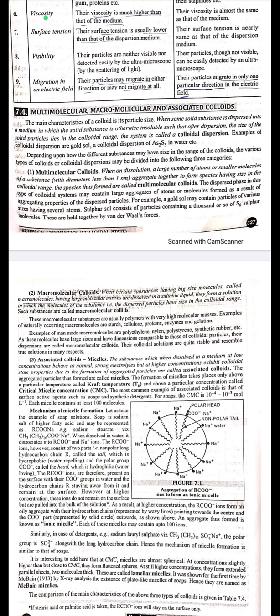The dispersed phase in this type of colloidal system may contain large aggregates of atoms or molecules formed as a result of aggregating properties of the dispersed particles.